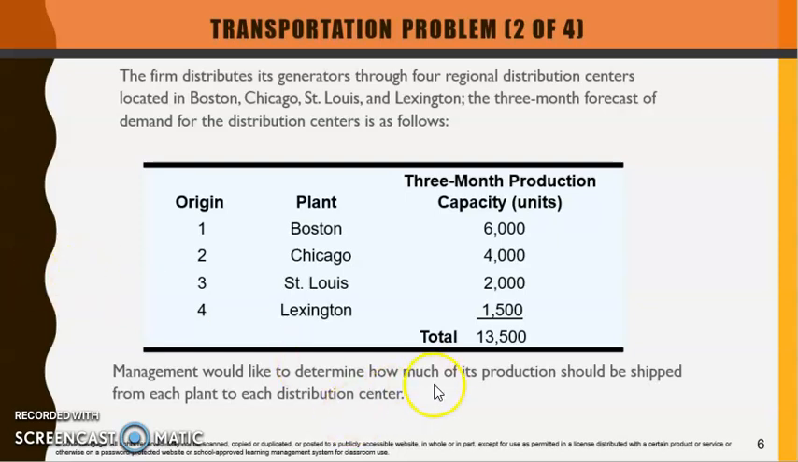Management would like to determine how much of its production should be shipped from each plant to each distribution center. You remember we had 3 parameters, 3 variables: from where, to where, how much.